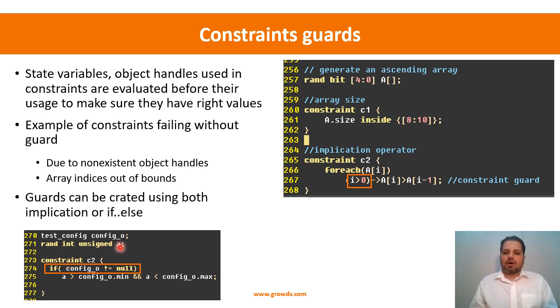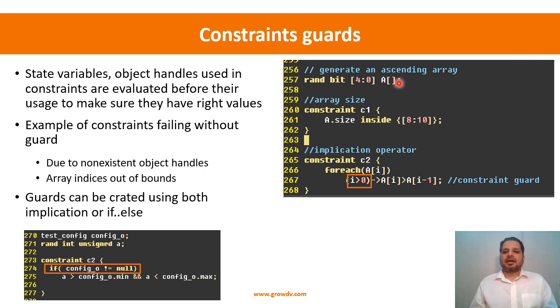If that is not done and this happens to be null, then this constraint block C2 will fail. In order to prevent that, what we can do is say if config object is not equal to null, and only then, when it is not equal to null, we enable this particular constraint. If not, then a will take any random value. It won't lead to a constraint failure. So that is what you can do with the help of the constraint guards.